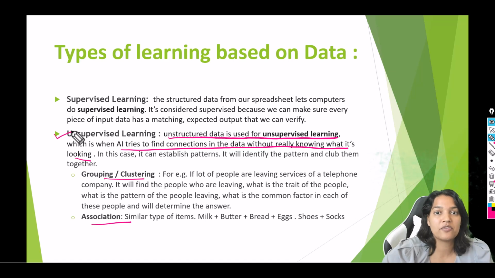So we have two types of learning based on the data. One is supervised learning, the learning that happens with structured data, and the other is unsupervised learning, the learning that happens with unstructured data. Both are very, very important for our AI model. It doesn't mean that one is superior to the other. Both of them have their own functions. An AI model needs both kinds of data, structured as well as unstructured, and it has structured learning and unstructured learning. I hope this difference between supervised learning and unsupervised learning is crystal clear.